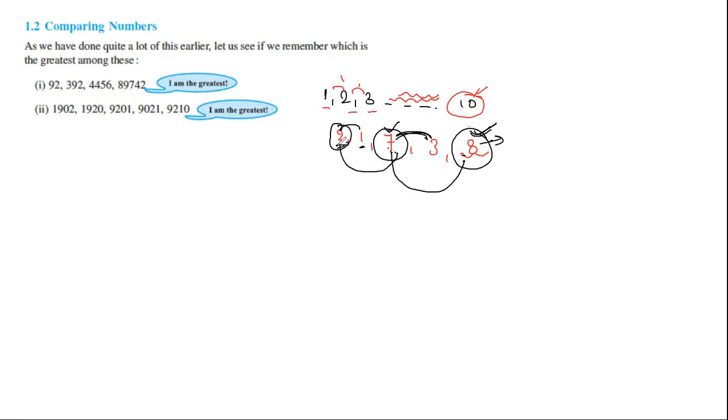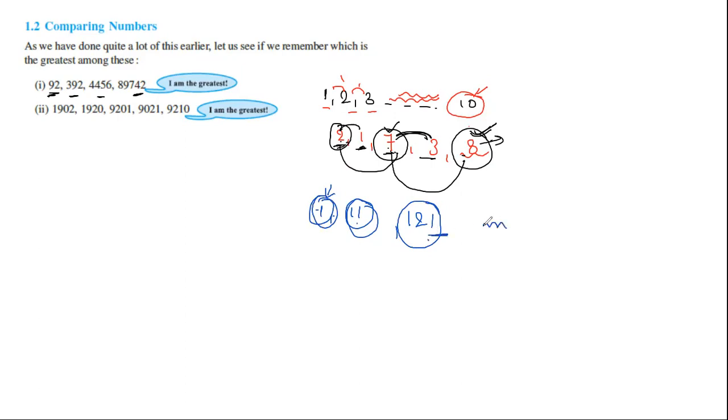But these numbers may not be 1 digit, right? They may be 2 digits, 3 digits, 4 digits, or 5 digits also. So suppose I ask, out of 1 or 11, which one is greatest? You will immediately say, ma'am, 11 is greatest and 1 is the smallest. Why? Because you know a 1-digit number will always be less than a 2-digit number, isn't it? And if I ask you among these three, you will immediately say, ma'am, this one is greatest and this one is the smallest, right? So you should remember this thing.